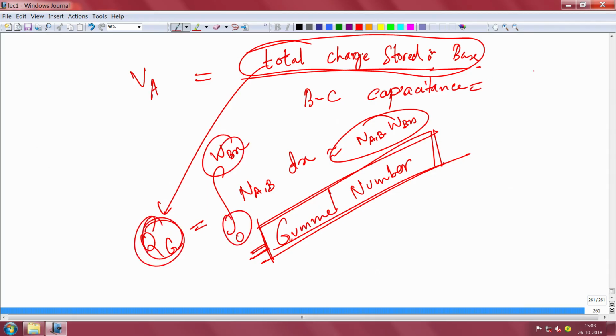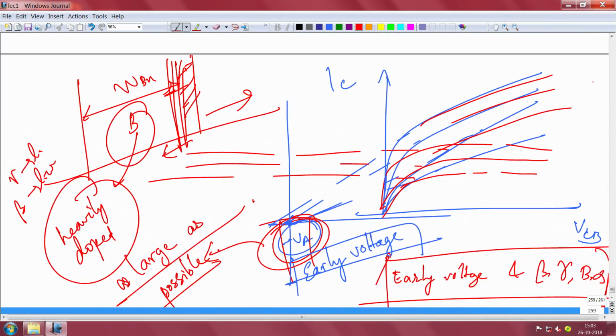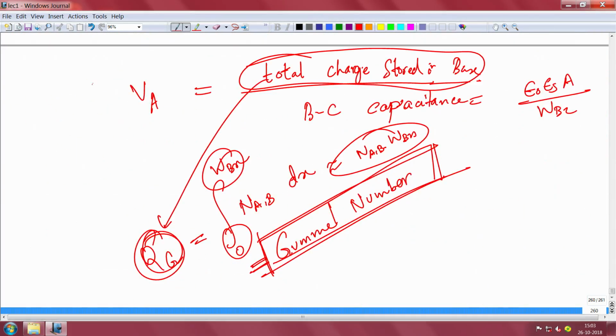And the base collector capacitance is given by epsilon naught epsilon S times A, area of course, divided by the width of the base collector depletion region. Remember, whatever this width is, WBC. In the base collector junction, there will be a depletion width there. That is the ratio. The early voltage is therefore given by the base doping times the neutral base width, divided by epsilon naught epsilon S times A divided by WBC, or you can take the WBC upwards.